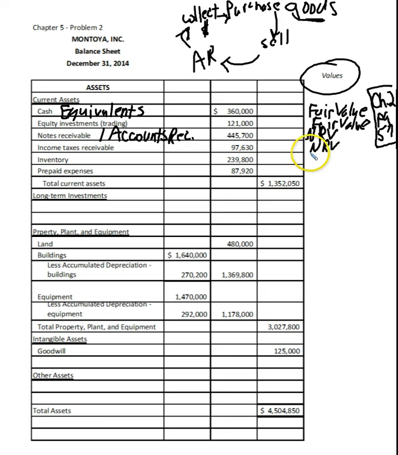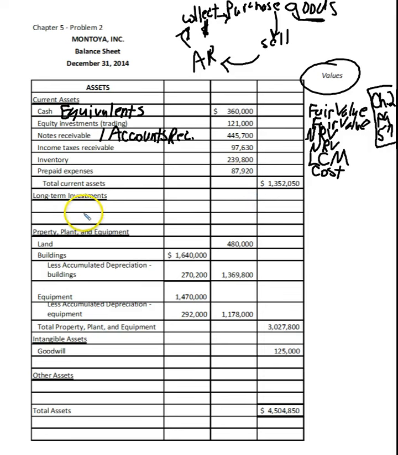Inventory gets reported at the lower of cost or market. You might remember that from your prior financial accounting course. So we compare cost with market value, and whichever one's the lowest, we report inventory at that to be conservative. Prepaid expenses are at cost. So we can already see, even with just the current assets, that not all assets are reported at the same value. We have different ways of reporting them.